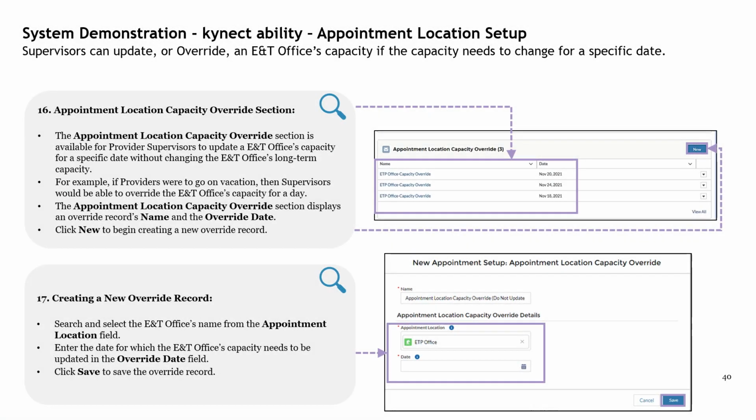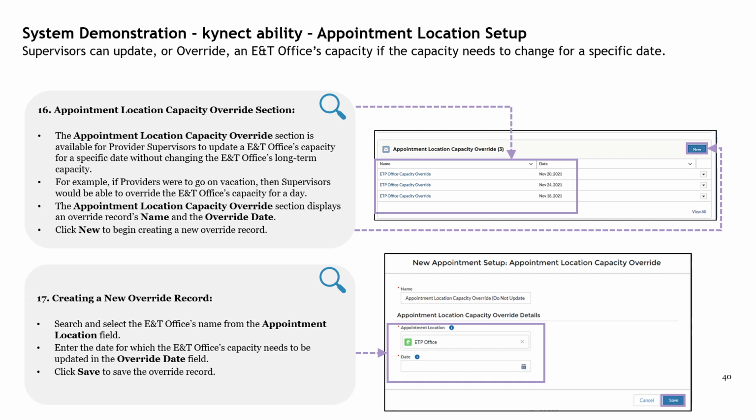Supervisors may also update or override an ENT office's capacity temporarily for a specific date. The Appointment Location Capacity Override section is available for providers and supervisors to update an ENT office's capacity for a specific date without changing the ENT office's long-term capacity. For example, if providers go on vacation, supervisors may override the ENT office's capacity for that specific date. The Appointment Location Capacity Override section displays an override record's name and the override date. Click New to begin creating a new override record.